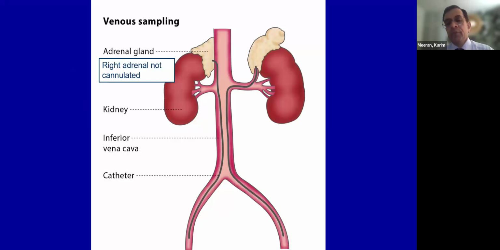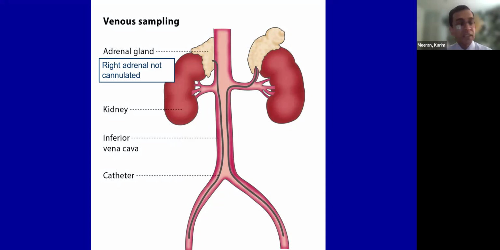Now, the really tricky thing is the difficulty cannulating both adrenals, because quite often we don't get into both sides. And if you don't get to both sides, you're missing data. So the question is, can it be useful? And Yasir will say there are ways to look at it. But I'll just give you the gold standard for exam purposes, which is you will cannulate both. Now, supposing you fail to cannulate the contralateral adrenal, the right adrenal, not cannulated.